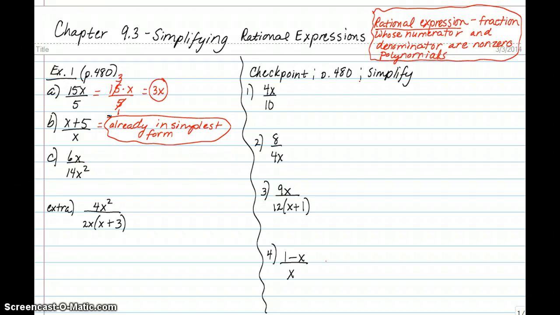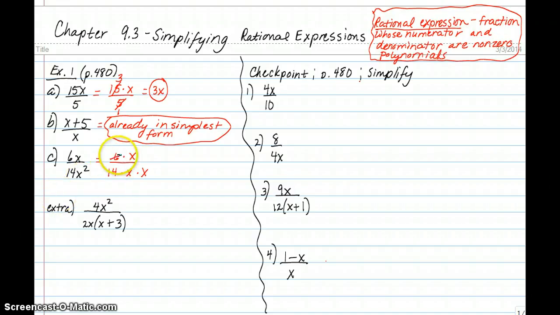Now let's take a look at letter C. So we've got 6x. I like to again stretch it out, 6 times x, and then over 14 times x squared. You can stretch out x squared as much as you want, so x times x if you need to. If you don't need to, that's fine too.